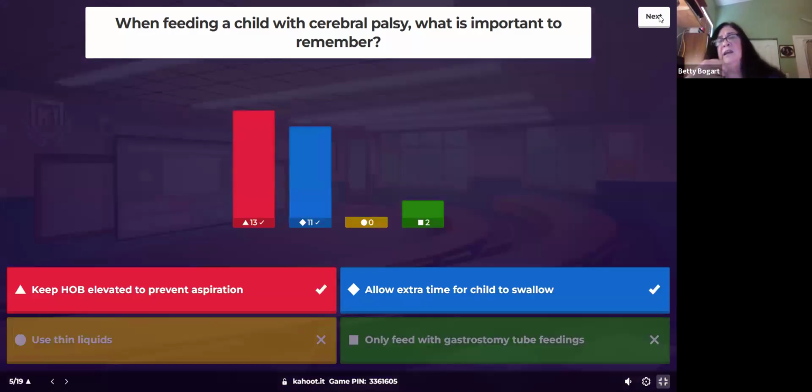So remember, if we're feeding a child with problems with muscle coordination, we're worried about choking, safety, right? So head of the bed elevated. You've got to give that kid time to chew and to swallow. They're going to take longer. You would actually thicken the liquids. They do better with thick stuff. And you don't have to just feed with a gastrostomy tube. Many of them will eat by mouth as much as they can. And if they can't eat a lot, they'll put the rest in the gastrostomy tube, but it's not only that. If they can, they need to put it in their mouth. They need that.